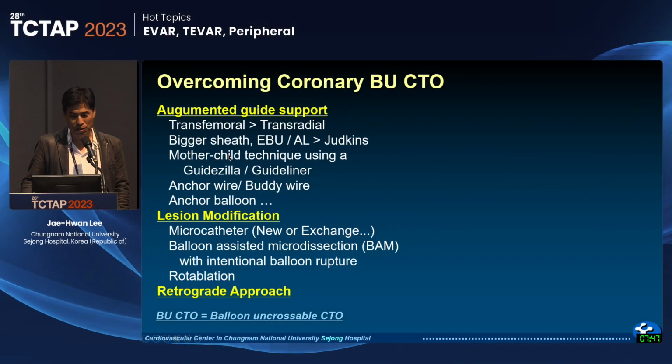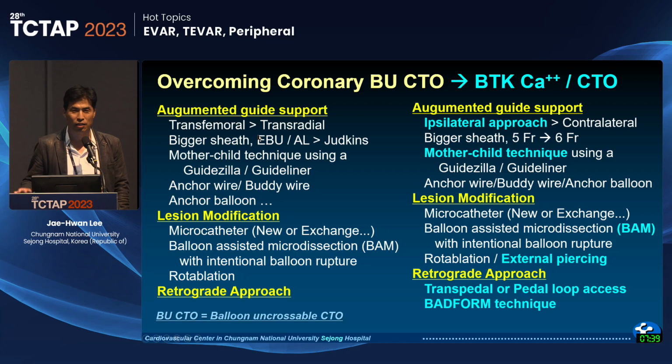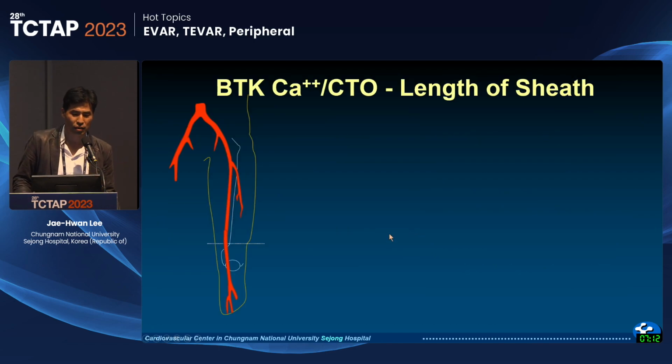As you know, to overcome coronary burden on crossover CTO, augmentation of guiding support, region modification, and sometimes a retrograde approach is needed. It's the same for the BTK, very calcified CTO region. A lateral approach is usually better, and sometimes we need a mother-child technique. Region modification is sometimes needed, such as the BAM technique, rotablation, external piercing. And the most common way to overcome this BTK calcified CTO is a retrograde approach using a transpedal or pedal-plantar loop access, and sometimes the bedform technique is needed.